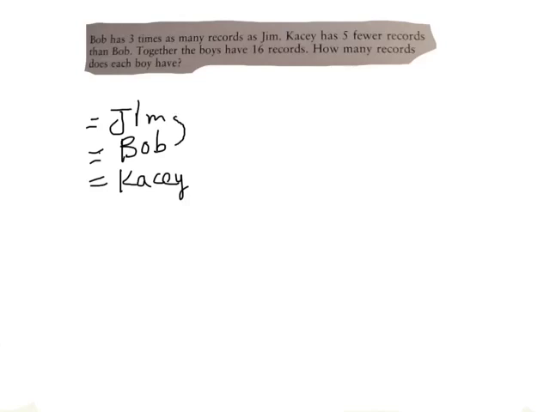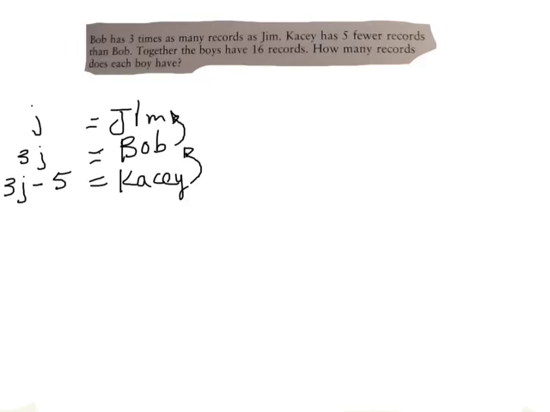Okay, so Bob has 3 times as many records as Jim. So it's comparing Bob to Jim. It's basing everything off of Jim. Casey has 5 fewer records than Bob. So 5 fewer than him. So basically, Jim is the defining variable. The number of records Jim has, we're going to put as J. Bob has 3 times as many records as Jim, so he has 3 of those J's. Casey has 5 fewer records than Bob, so Bob has 3J. Casey has 5 fewer than him.